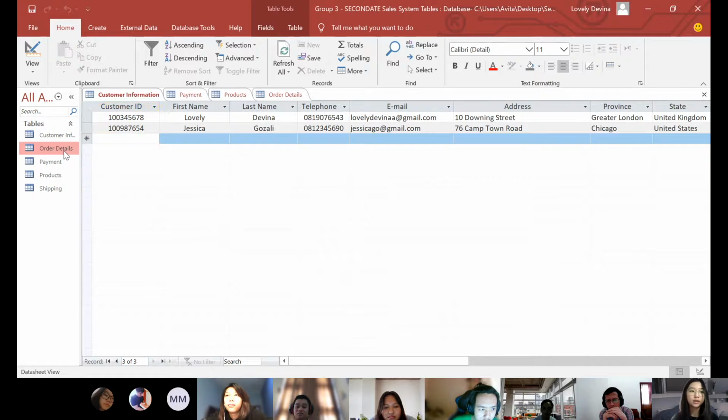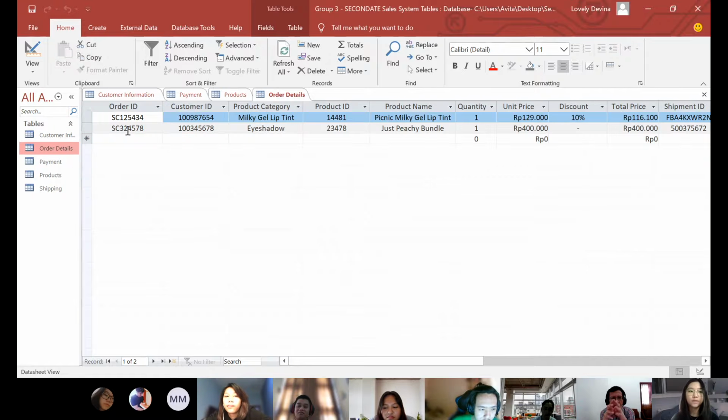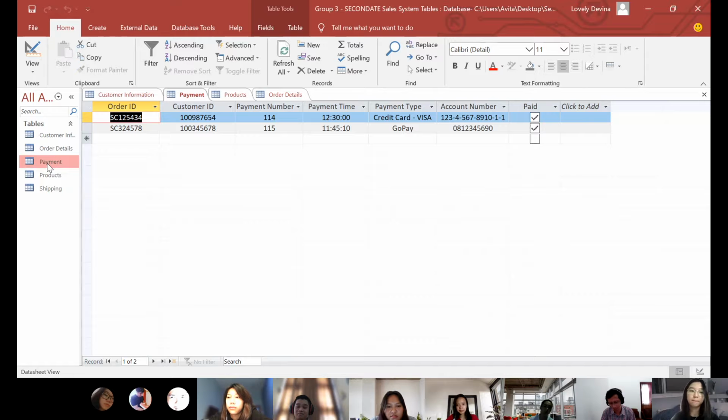and the second one is the order details. Consists of the order ID, the customer ID, the product category, the product ID, the product name, the quantity of the product, the unit price, and the discount if there's any promo, the total price, and the shipment ID. Okay. And now Jessica will explain the rest of the data.